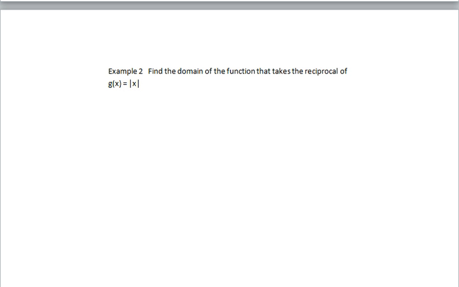In the next question, we find the domain of the function that takes the reciprocal of g of x equals the absolute value of x. So in this case, we start with x.